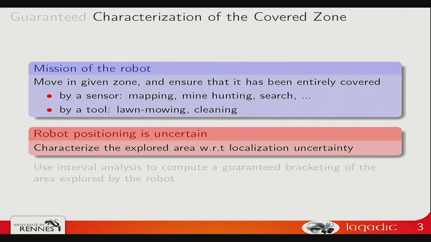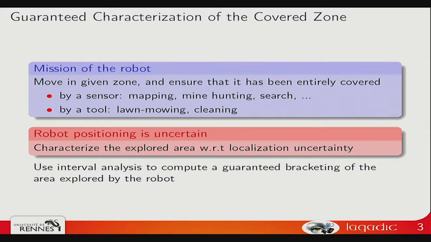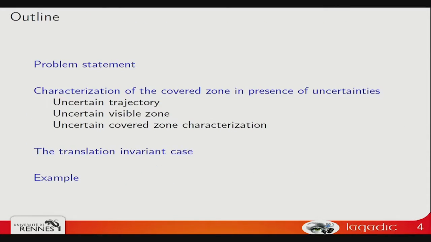But in practice, the robot positioning is uncertain, so we want to characterize the explored area with respect to the robot's localization uncertainty. We want to do this in a guaranteed way, using interval analysis to compute a lower and upper bound of the zone that has been covered by the robot. So I'll first present the problem with drawings, then explain how to compute the covered zone, a lower bound and an upper bound. And I'll show you a toy example at the end.